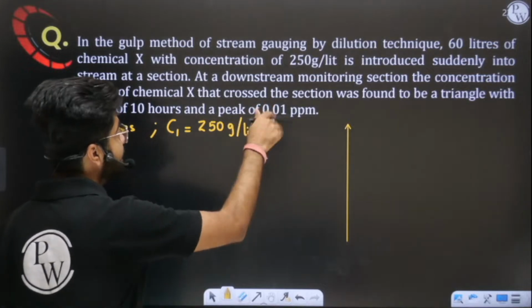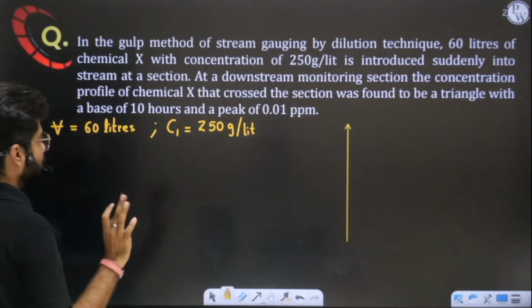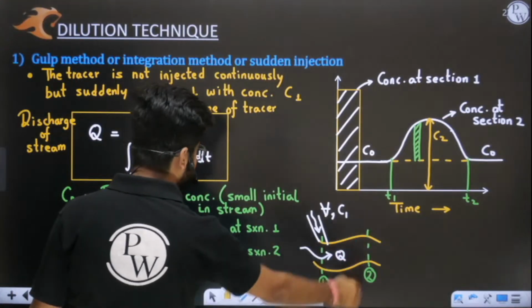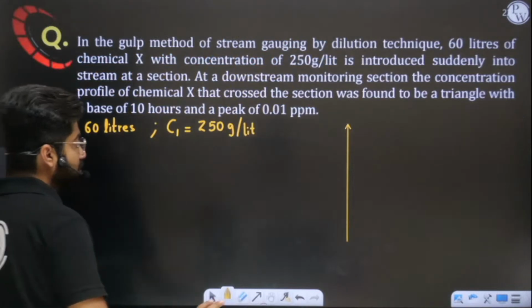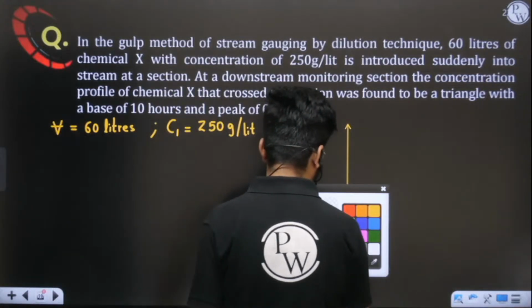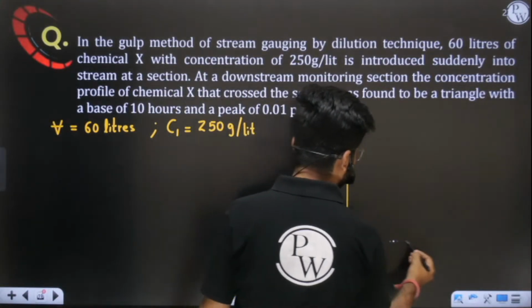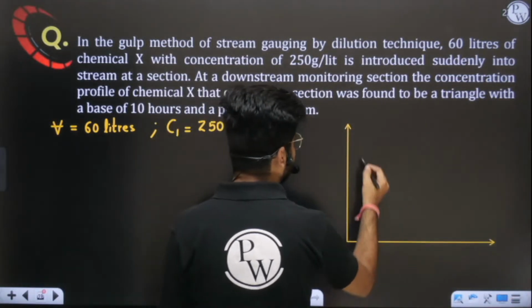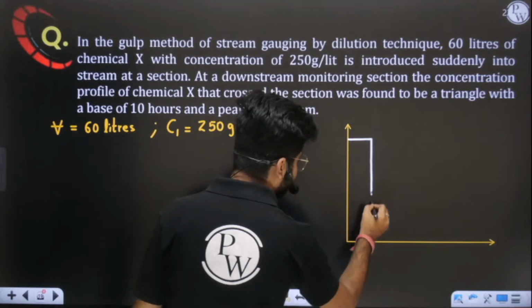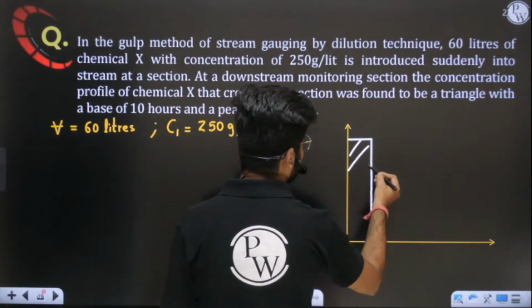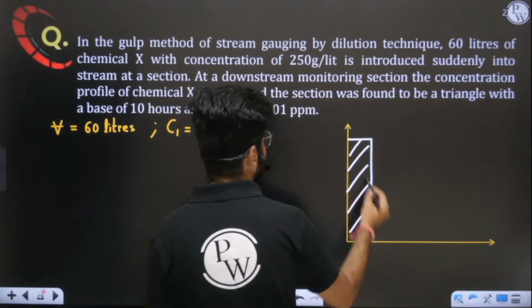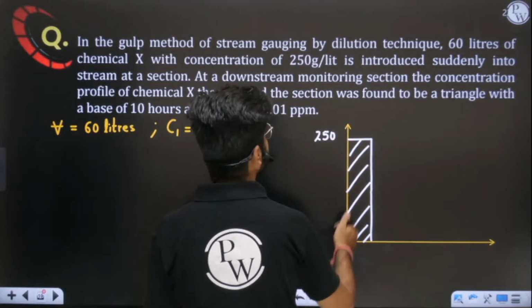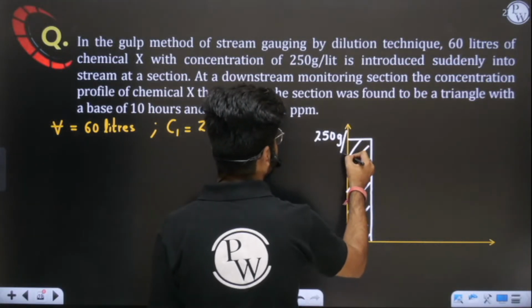Okay, is introduced suddenly into stream at section 1. At a downstream monitoring section, downstream means when you are measuring for section 2. So what you want to say here is that we will draw section 1 here also, we will draw section 2 here also. So you need to understand that at section 1, you are simply saying that we have injected immediately. Okay, yes, 250 gram per liter, this is the concentration.